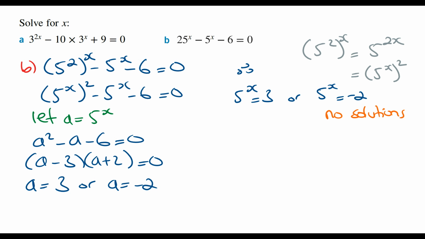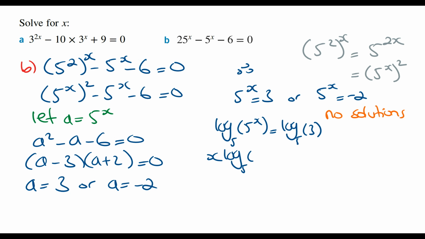To solve this, we don't have the same base, and so what we need to do is take the log of both sides. And so we need to take the log base 5 of both sides. And so we're going to take log base 5 of 5 to the x, and this is going to equal log base 5 of 3. Rewriting this, this is the same as x times log base 5 of 5 is equal to log base 5 of 3. Log base 5 of 5 is equal to 1, and so therefore x is equal to log base 5 of 3. And so for part B, x has only one solution. x is equal to log base 5 of 3.